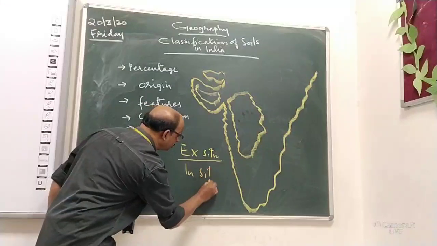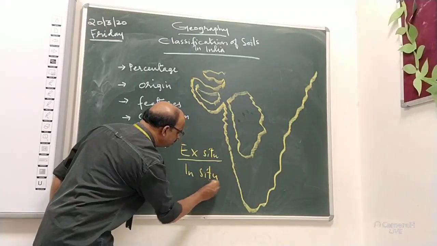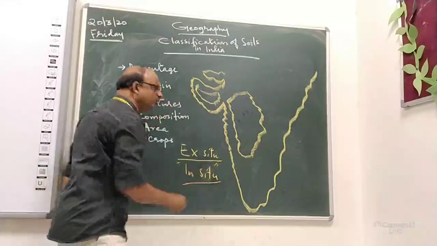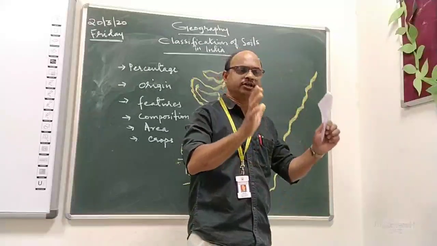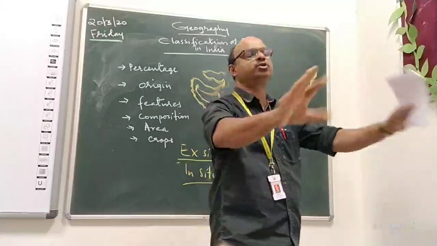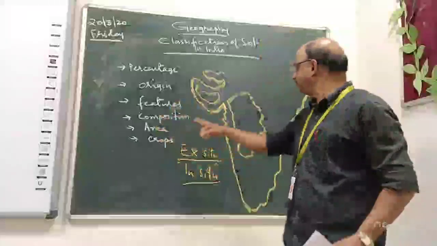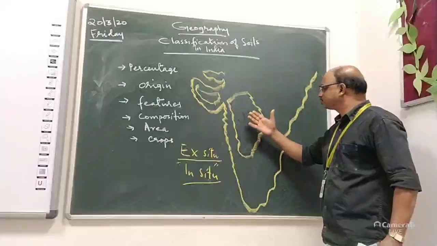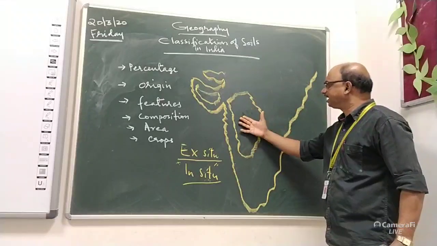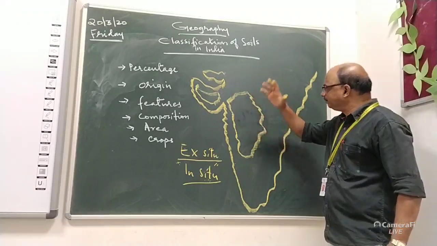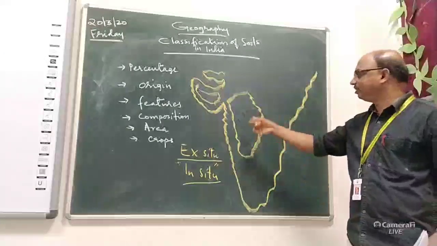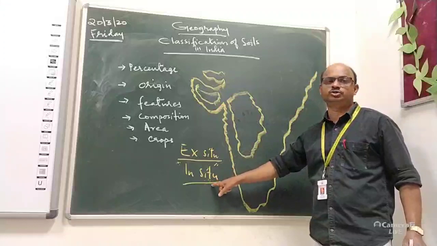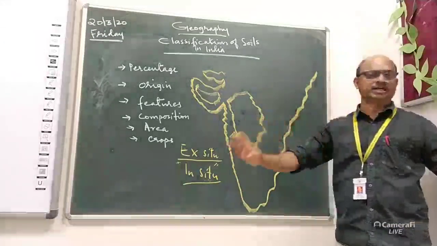In situ soil. What is in situ soil? In situ soil means wherever it forms, that means in the particular area where it forms, the soil stays in the same place. For example, where the volcanic eruption, the basalt or lava eruption happened, the soil is there in the same place. So in this way, we can understand that it is in situ soil, it is not at all transported soil.